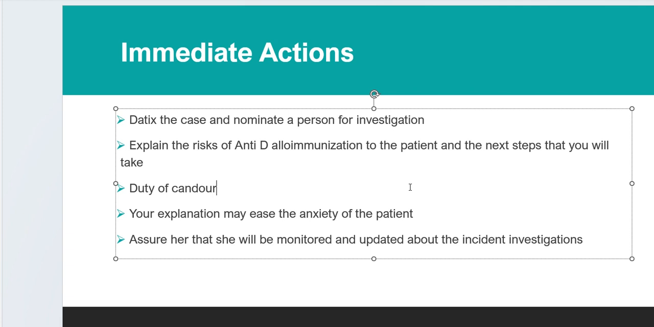So you need to explain all the points to the patient, and you need to investigate the circumstances which led to delayed anti-D administration for this patient, and you need to update the patient about all these investigations. An appointment should be arranged for this patient to check the antibody screen to see if this patient has developed anti-D or not.